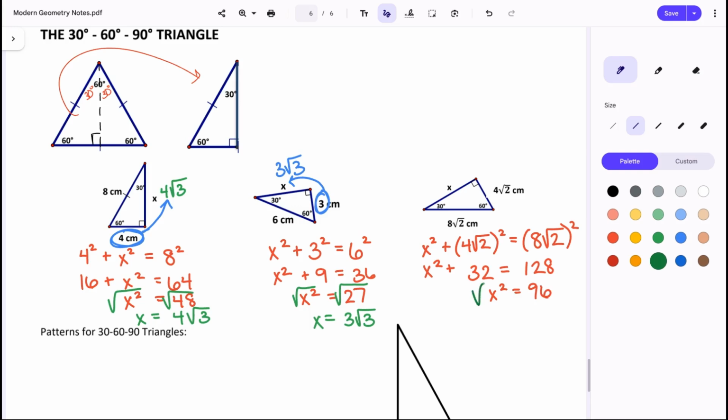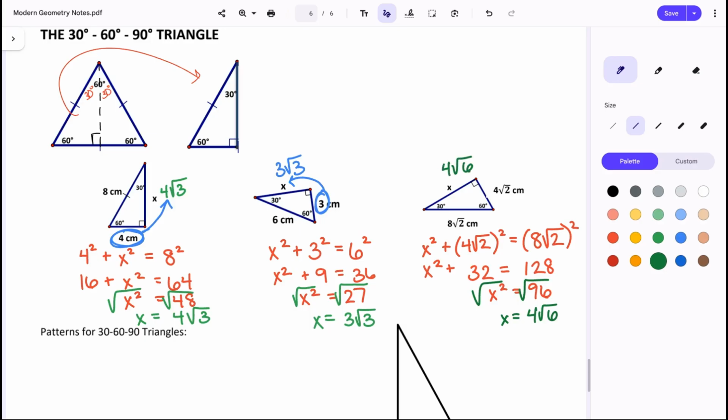And then again, if you square root here, or if you're trying to use a pattern, you're taking this 4 square root of 2 and you're trying to attach a square root of 3 next to it, what would that become? Yeah, 4 square root of 6. So that would be this side.